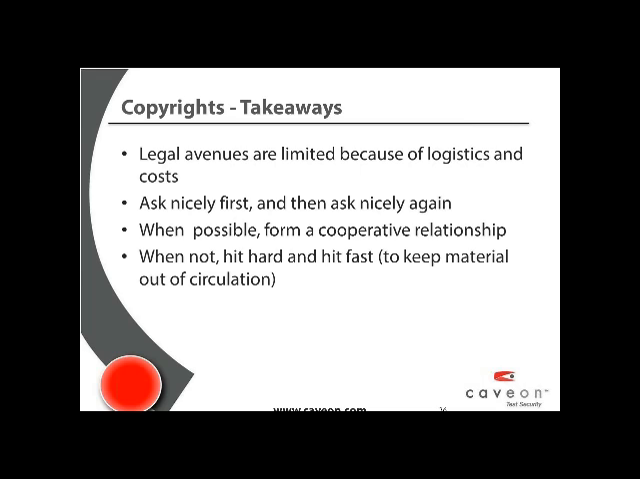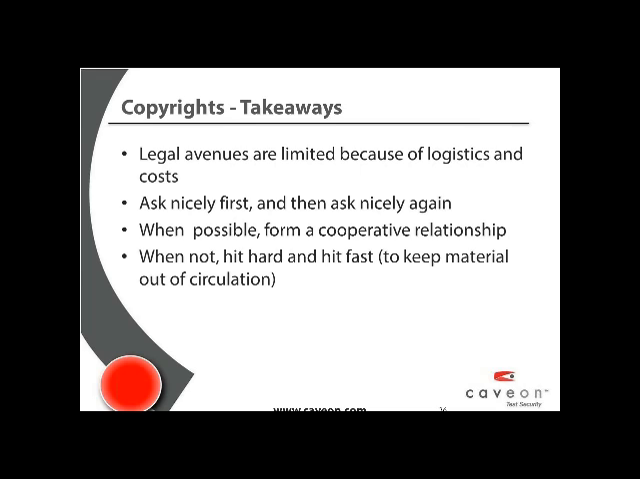Takeaways from copyright. Your legal avenues are limited merely because of logistics and costs. Probably the best way to go is ask nicely first, ask nicely again. As long as they're being responsive and working with you, continue asking nicely. When possible, form a cooperative relationship, especially with companies who might be an indirect infringer and who have a vested interest in working with you.